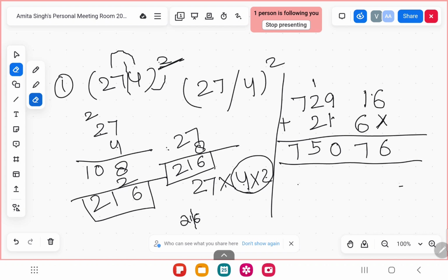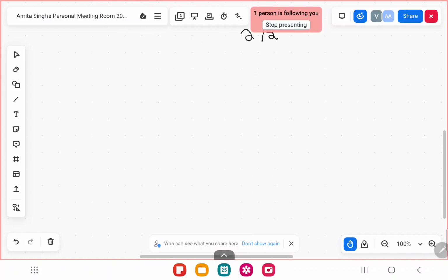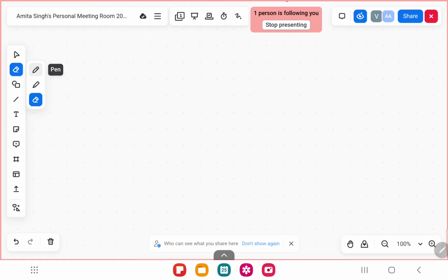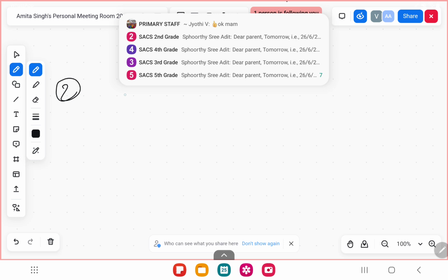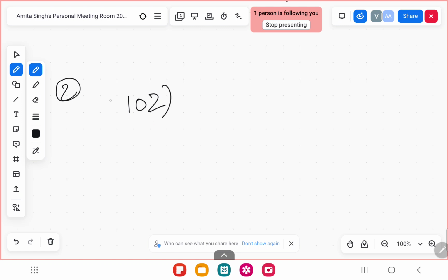Now I am going to erase. No, no need to erase. We will solve here only. So the next question, Sappu. Question number 2. We'll go with the example of 102. The square of 102. So same process now.